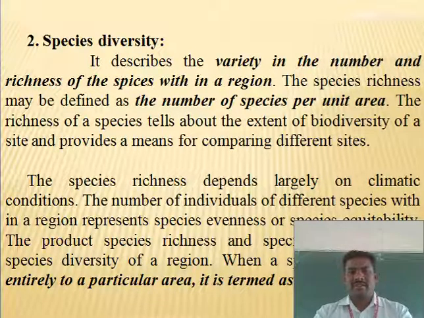Second one is species diversity. Species diversity describes the variety in the number and richness of the species in a region. The species richness may be defined as the number of species per unit area. The richness of species tells about the extent of biodiversity of a site and provides a means of comparing different sites.